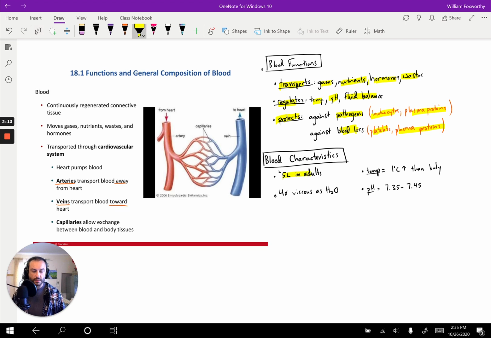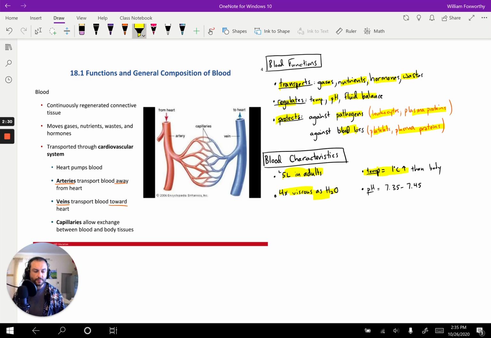The adult has about 5 liters of blood, and that depends on your body size. So bigger people have more blood, smaller people have less, and in general men have a little bit more blood than women. And blood is thicker than water. It's about 4 times as viscous as water.